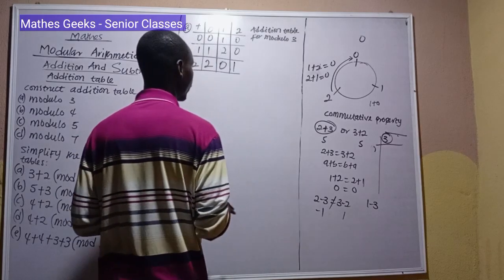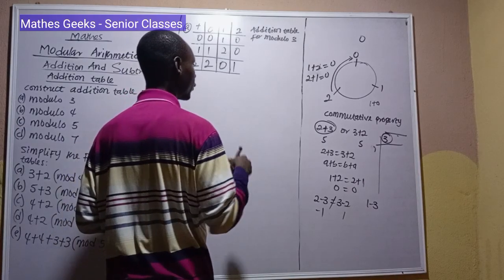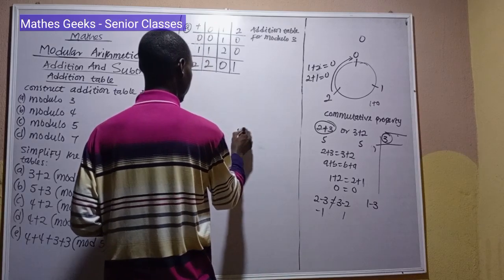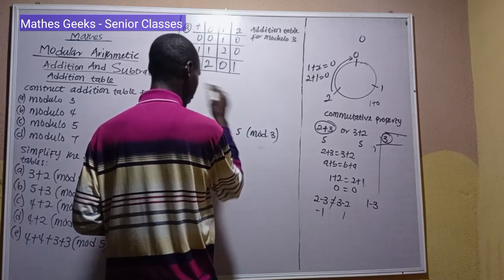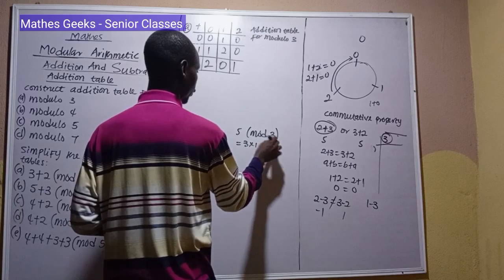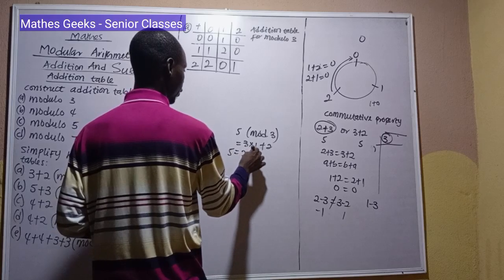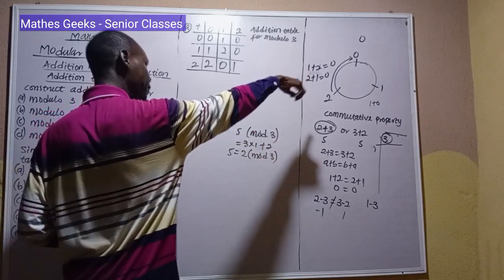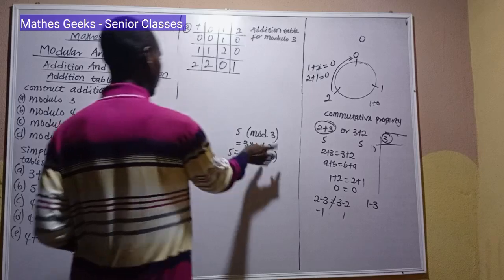simply the way we've been resolving values, getting the modulo of a particular number. For instance, let's say 5. Convert 5 to a number in mod 3, that will give us 3 times 1 plus 2. 3 times 1 is 3, plus 2 gives us 5. So 5 is 2 in mod 3. So if you don't want to use this number code or ring or circular movement, you can use this method.